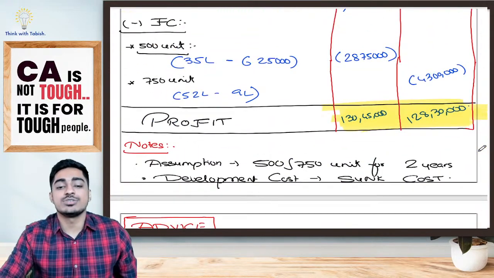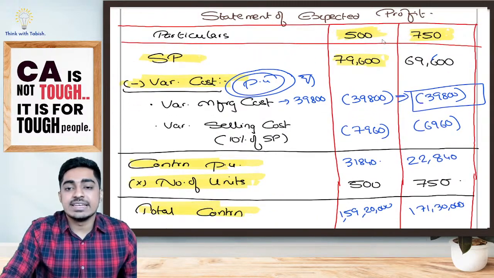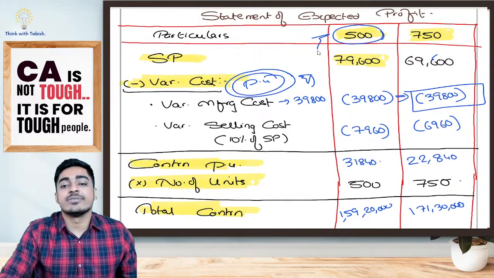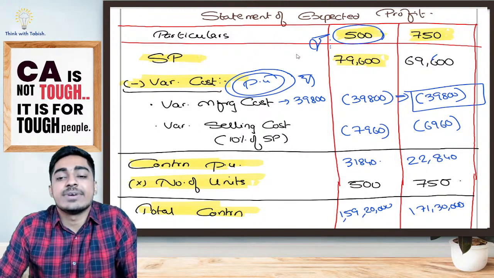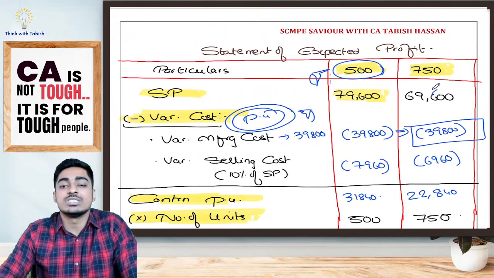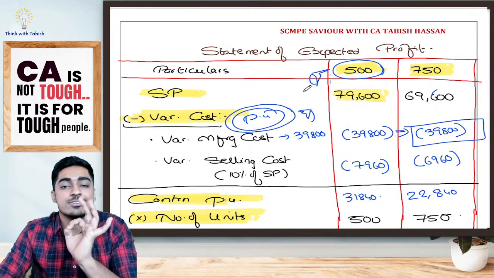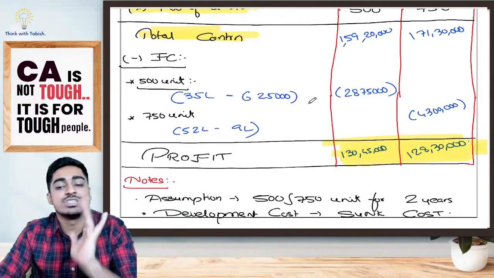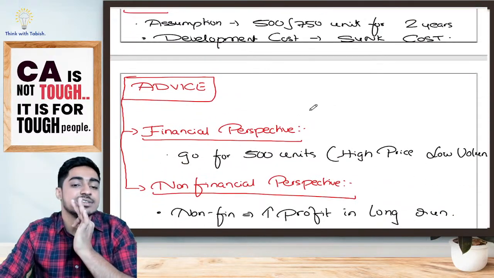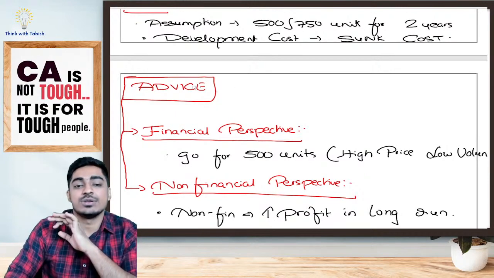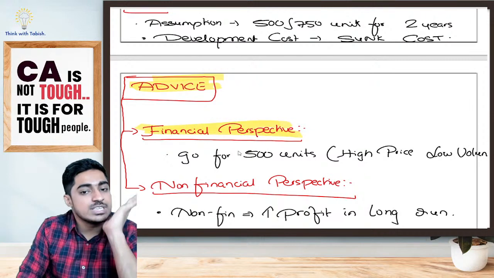So which is better, students? This one is better. That is, from a financial perspective, we should go for a plant capacity to produce 500 units. Now, what is the question asked? This question has asked for advice. If the question says calculate, the answer is over here. But the question has said advise, so we need to give advice. Every time we are giving advice, we always have to tell what is better from the financial perspective.